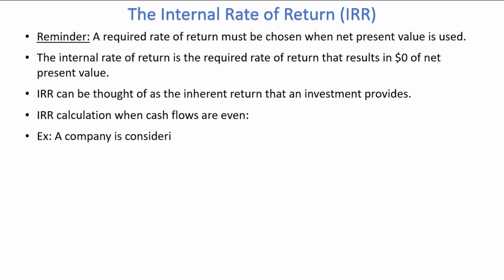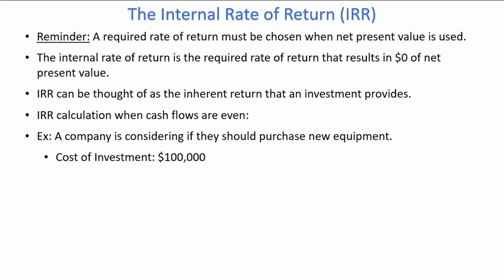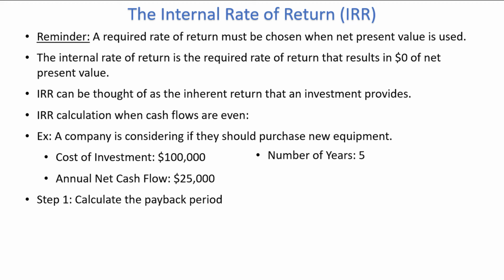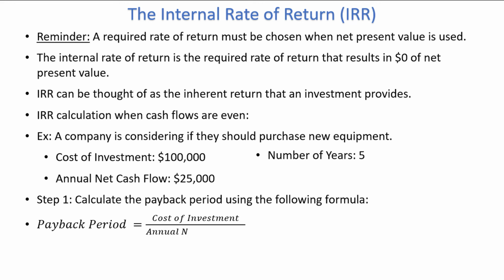Let's consider the same situation we have had many times throughout our capital budgeting examples. The purchase of equipment for $100,000 that will provide $25,000 in cash flows for the next 5 years. If cash flows are even, as they are here, the first step in calculating IRR is to calculate the payback period. Remember that the payback period is just the initial investment divided by the annual cash flows. We have $100,000 divided by $25,000, which equals 4. This is the factor we will be searching for in the table momentarily.